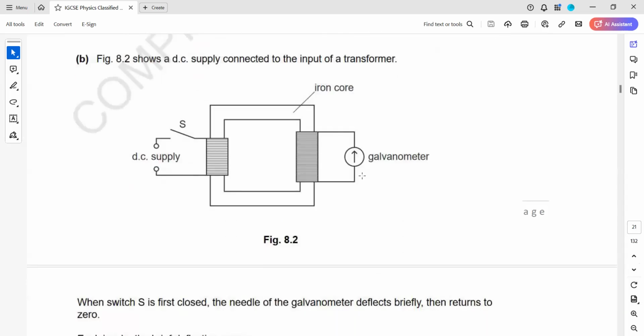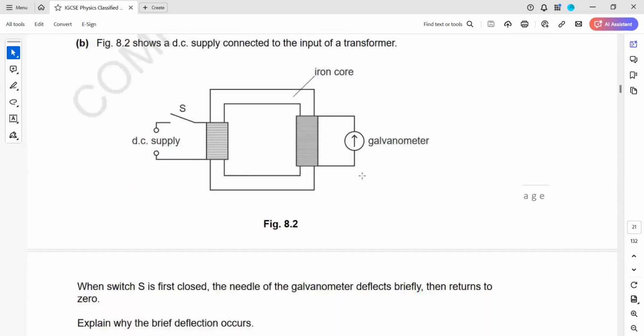Figure 8.2 shows a DC supply. The transformer works with AC, or it can also work with DC on only two conditions: when you open the switch or when you close the switch. Only then does the transformer work with DC. Otherwise, it will not. The moment we open, for that short interval, it will work, or when we close the switch, then also it will work. But with an AC supply, it will work continuously.